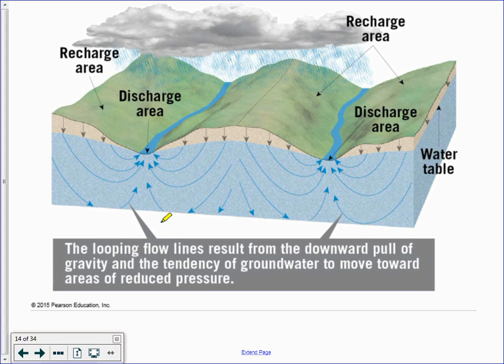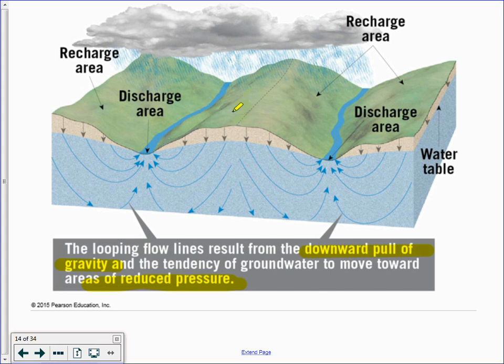So the caption at the bottom, this comes from your book, by the way. If you've been reading chapter 5, you would have seen this by now. It says the looping flow lines result from the downward pull of gravity. So gravity pulls water down, and the tendency of groundwater to move toward areas of reduced pressure. So water, if you kind of think of it, if you squish it down, it moves away from your hand. It goes away from pressure. And that's the same way it works when you come into the ground.